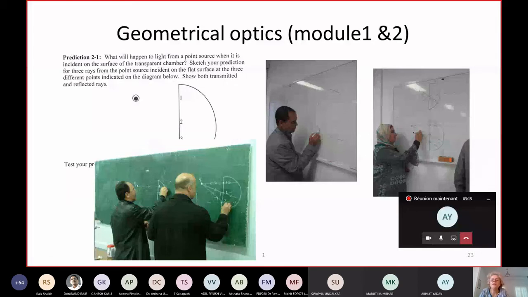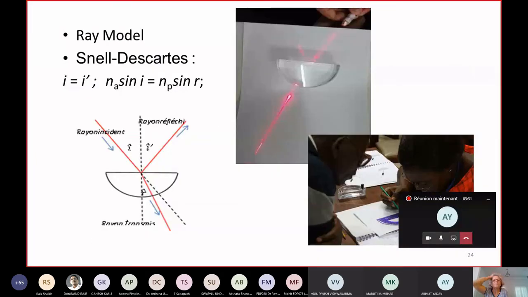We never discuss predictions. Sometimes we ask the participants who agree with this prediction, and that's it. And then they move to the other step, that is doing the experiment. It's very easy. They use a laser. This is the semi-cylindrical lens or water container, and they can see, in addition to the reflected light, there is also a transmitted ray, and then they can do some measurements and go to the Snell-Descartes law.